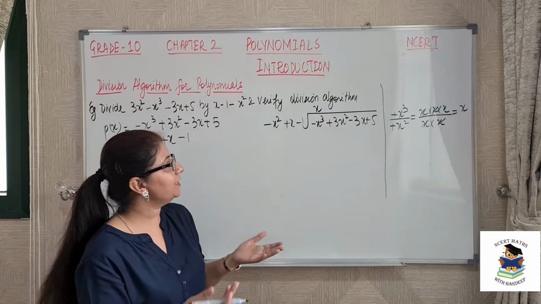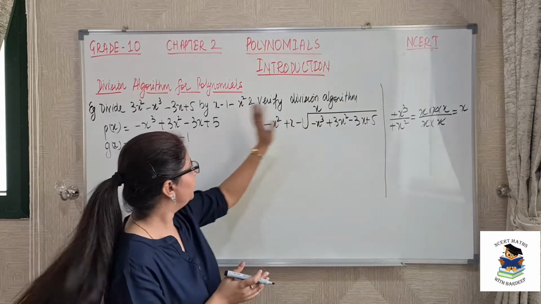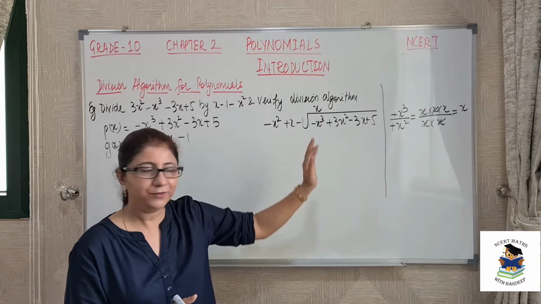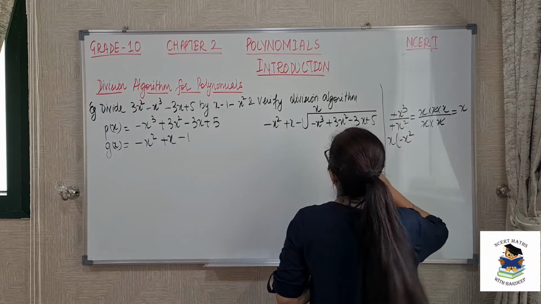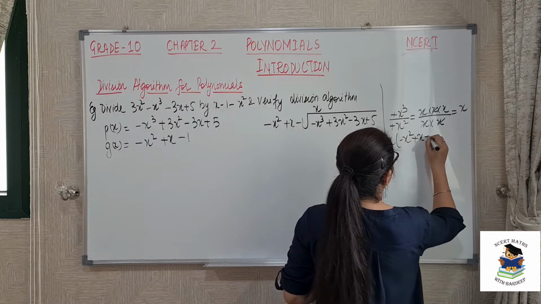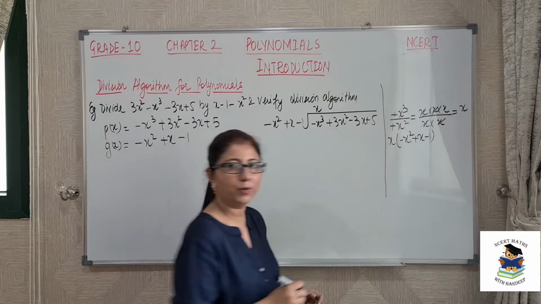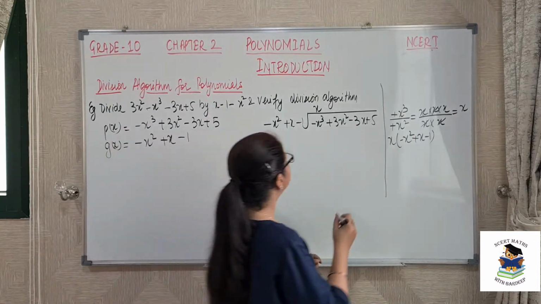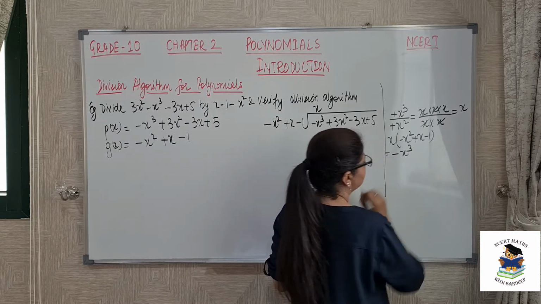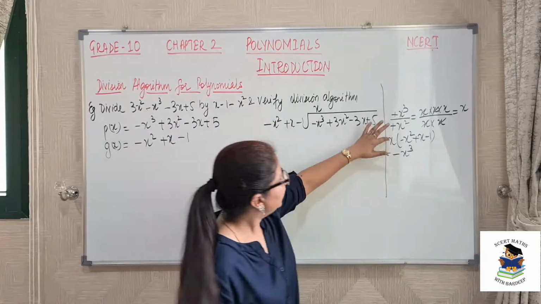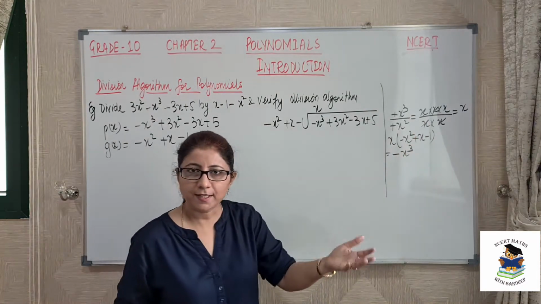Correct? So what is the next step? This x should be multiplied with the divisor, that is x should be multiplied with minus x square plus x minus 1. So let's multiply. So x with minus x square will give me minus x cube. X with x is x square.